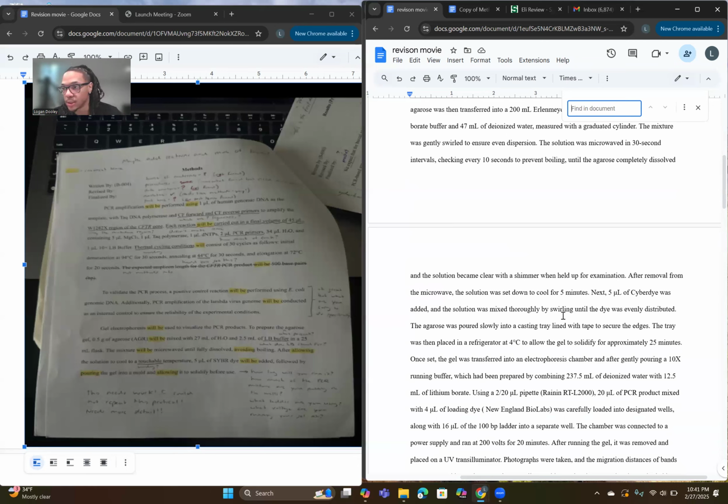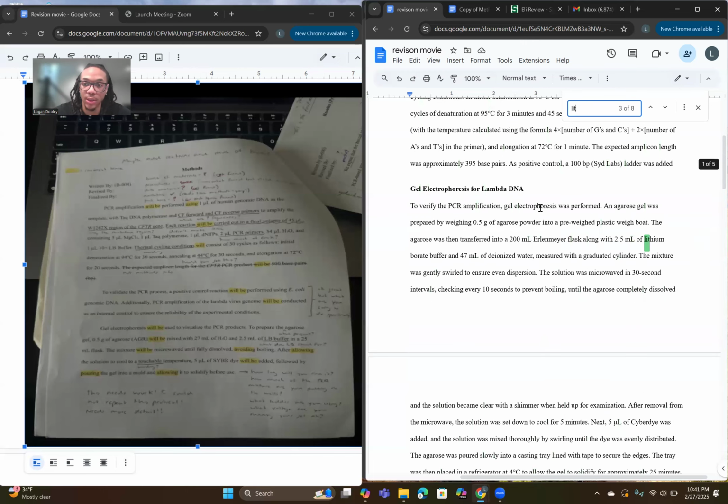The sections, procedures, I added the procedures. There was a comment on the LB buffer. Okay, right here, the LB buffer. What that is, is lithium borate. So I made sure to mention that. It's lithium borate buffer. I made sure to mention that as well.